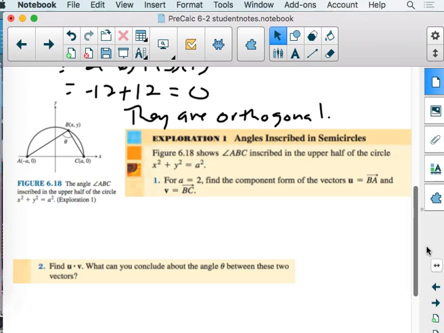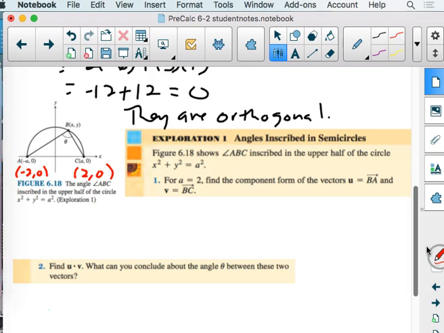Well, if it's 90, then this is a right triangle. And these sides squared, added together, is supposed to equal that side squared. So this says that. X squared plus y squared should equal a squared. Now it says for a equals 2, figure out the component forms of the vectors u, which is vector VA, and v, which is vector VC. So up here, we're supposed to make this a negative 2, 0, and this one a 2, 0, and go through and see what happens.